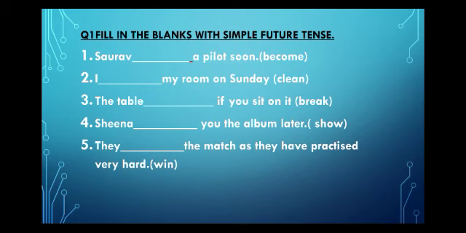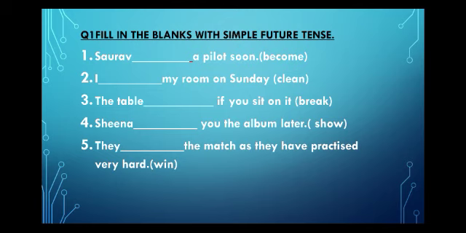Now children, there is a question for you and you have to fill in the blanks with simple future tense. Look at the first sentence. Saurav dash a pilot soon, and in bracket become is written. Okay, so Saurav is a name, and so remember the formula: subject, shall or will, and then verb first form. So what is your answer? Think. We'll discuss it later.